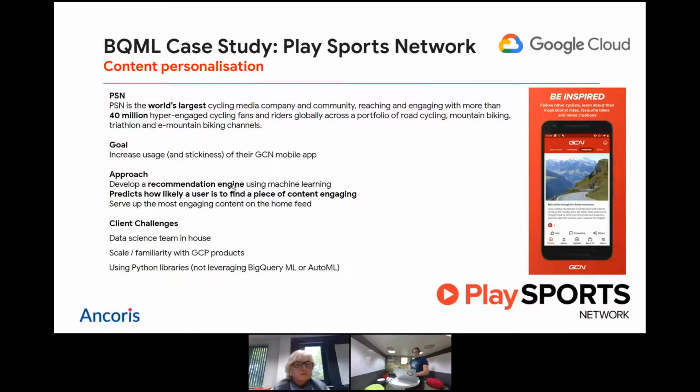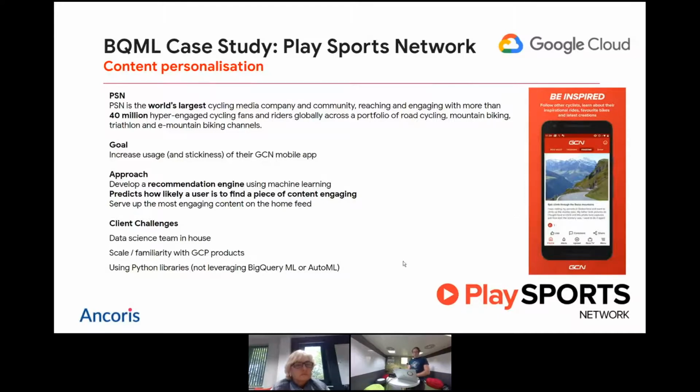So what we did for them is we developed a recommendation engine, which is an element of machine learning that predicts how likely a user is to find a piece of content engaging. If you imagine the home feed of all their content, a bit like LinkedIn or Instagram, you're serving up what you think that particular user is going to find engaging. Just like on LinkedIn, if I fire it up and you fire it up, we're going to see totally different content. LinkedIn's got its own recommendation engine doing that.